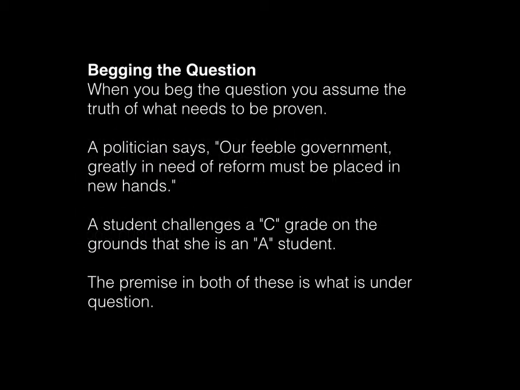When you beg the question, you're assuming the truth of what needs to be proven. And again, we see this constantly in the campaign rhetoric that's going on. And we see this on both sides, but more on the side of Donald Trump's campaign. When a politician says our feeble government greatly in need of reform must be placed in new hands, or let's make America great again, it begs the question, is America not great now?